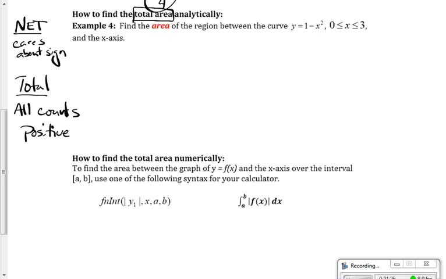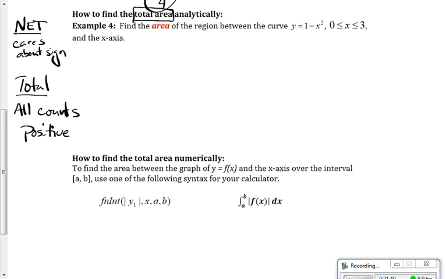This is one way of thinking of it. I don't know if you said it this way or not, but this is one way of thinking of it. Net area, the area below counts as negative. So above is positive, below is negative, and it cares about the sign. Total area, all area will count as positive.